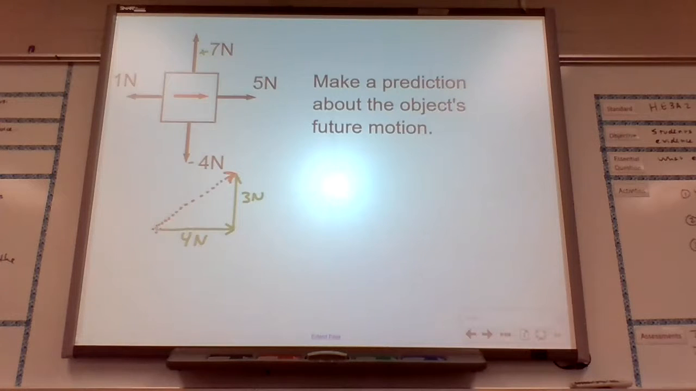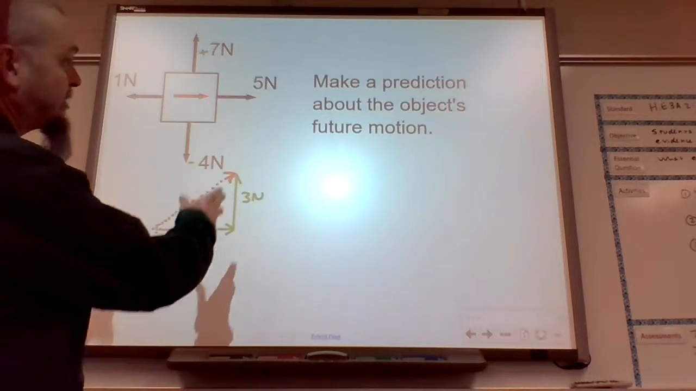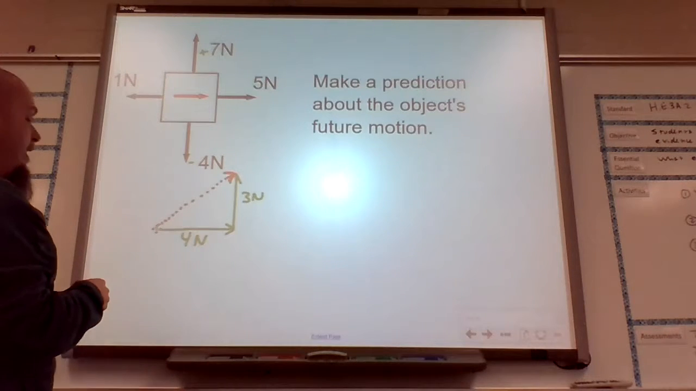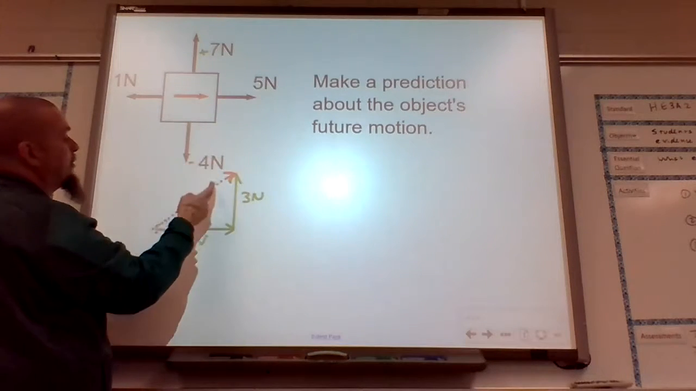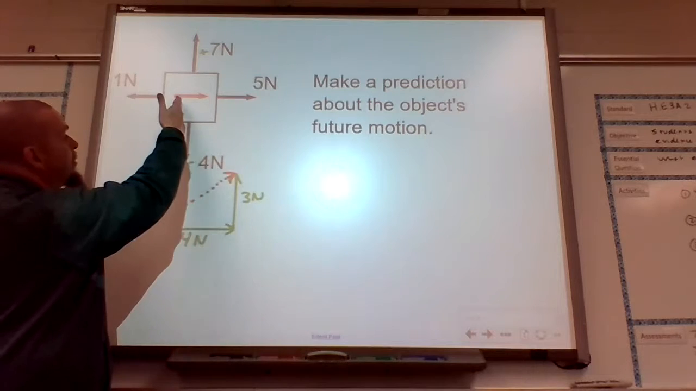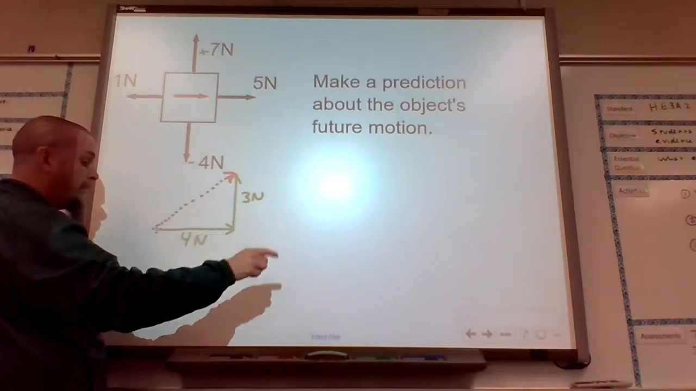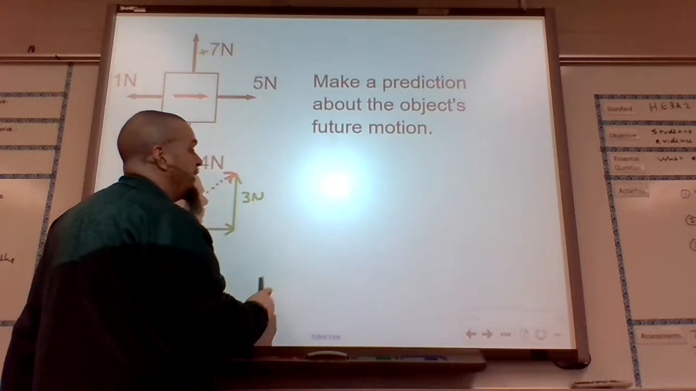Now, we're not even going to figure out what the magnitude or direction of that is. We don't have to do the Pythagorean theorem. We don't have to do the angles because it's not asking for that. It's just asking me to predict the future motion. And to do that, I will compare these two arrows. My object is moving to the right, and there is a part of this that goes to the right. So the object will speed up.